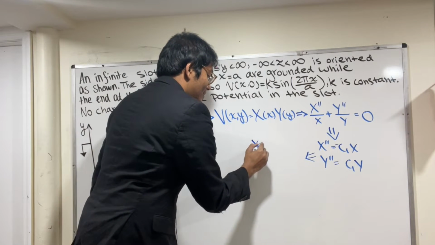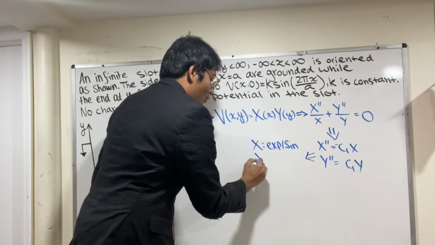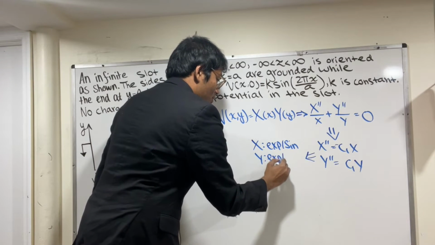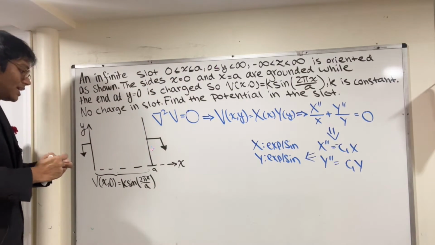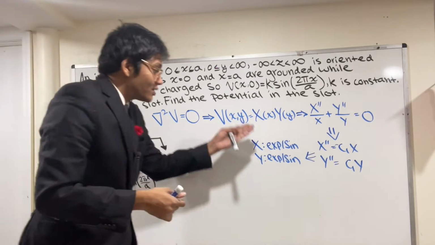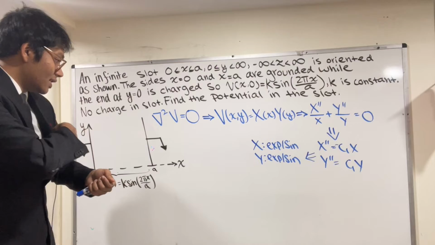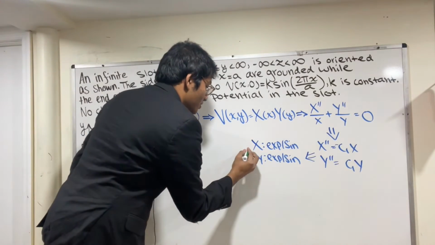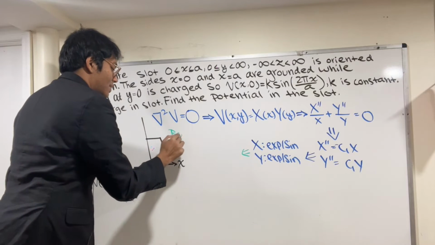So x is either exponential or sinusoidal, and y is either exponential or sinusoidal. Let's see. Okay, so here, what are my boundary conditions? To answer this question, I have to come up with my boundary conditions. So let me write them down for this problem.